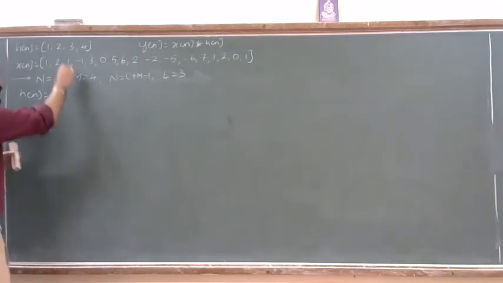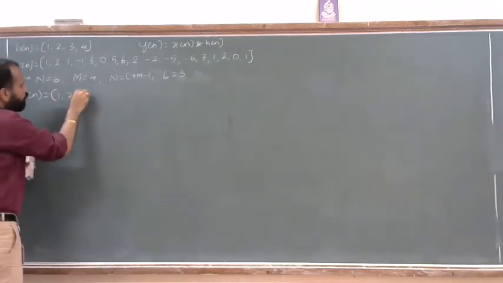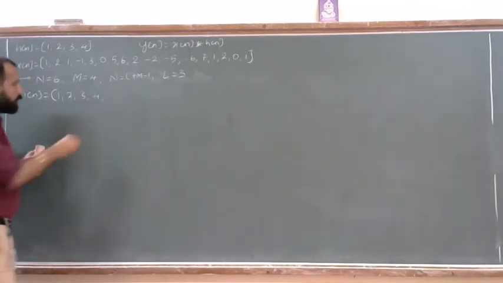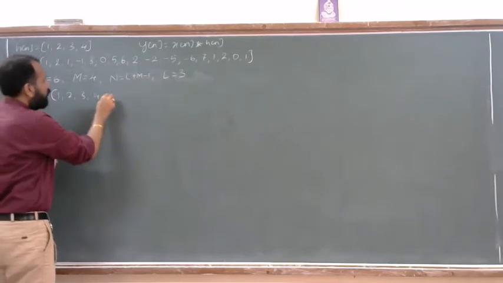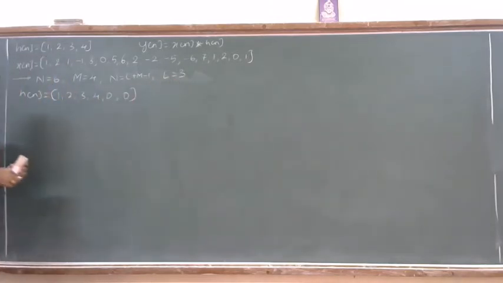So we need to extend the length of this impulse response to make its length equal to 6, and that is done by padding L minus 1 zeros. L is 3, so 3 minus 1, 2 zeros will be padded to make its length equal to 6. Now this is for the impulse response.